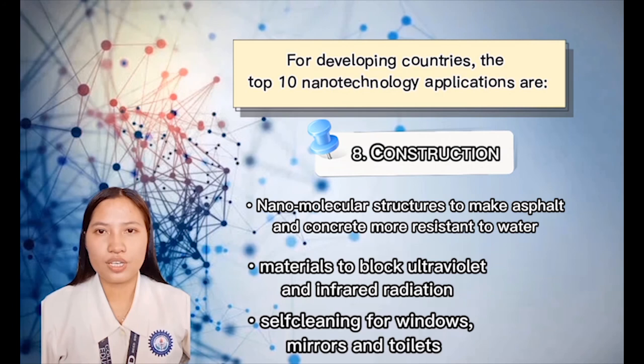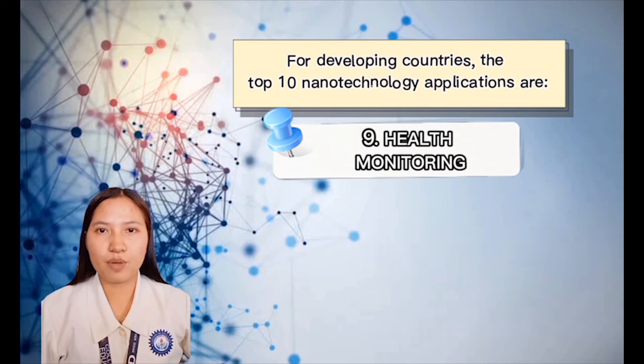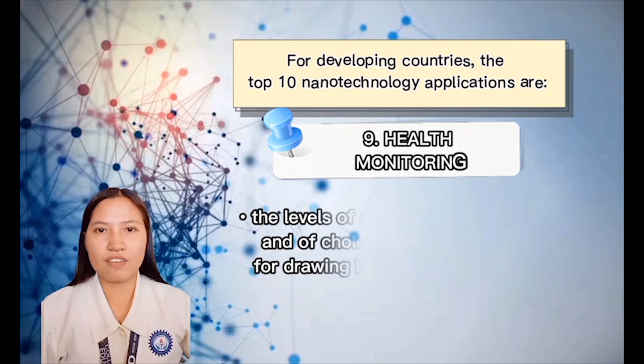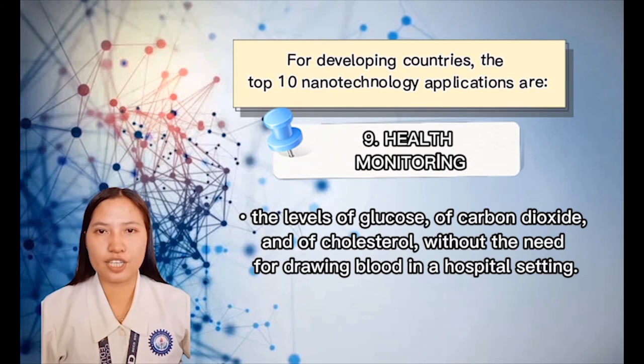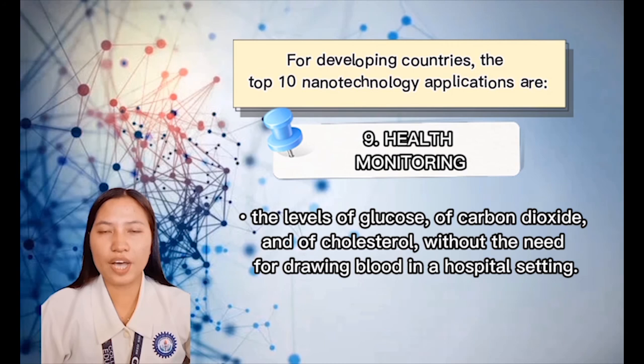For number 9, health monitoring. Nano devices are being developed to keep track of daily changes in physiological variables such as the levels of glucose, of carbon dioxide, and of cholesterol without the need for drawing blood in a hospital setting. For example, patients suffering from diabetes would know at any given time the concentration of sugar in their blood. Similarly, patients with heart diseases would be able to monitor their cholesterol levels constantly.